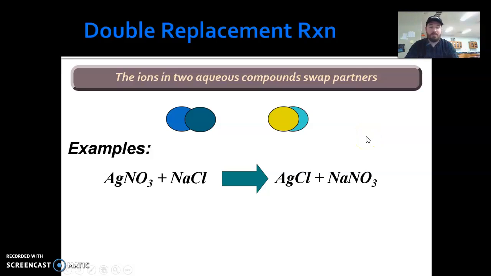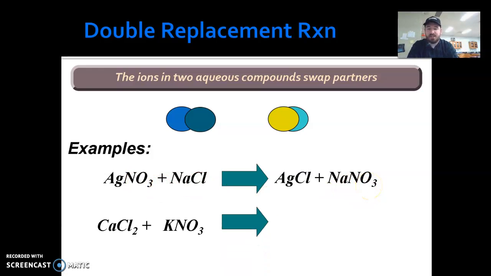I don't know if you remember from algebra class when they taught you how to do what's called the FOIL method, the first, outers, inners, last when multiplying parentheses together. But I like to think of double replacement reactions as that OI part of the FOIL. We're putting together our outers and our inners. So we're ending up with our outers, silver chloride, and our inners, sodium nitrate.